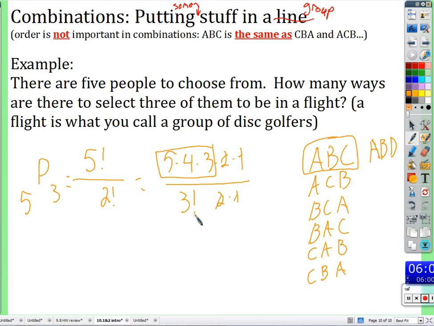So that fixes our problem. It was 6 times too big. It was counting every group of 3 six times. So we divided by the number of ways you can arrange three things, canceling out that number that we get because of the order being important.